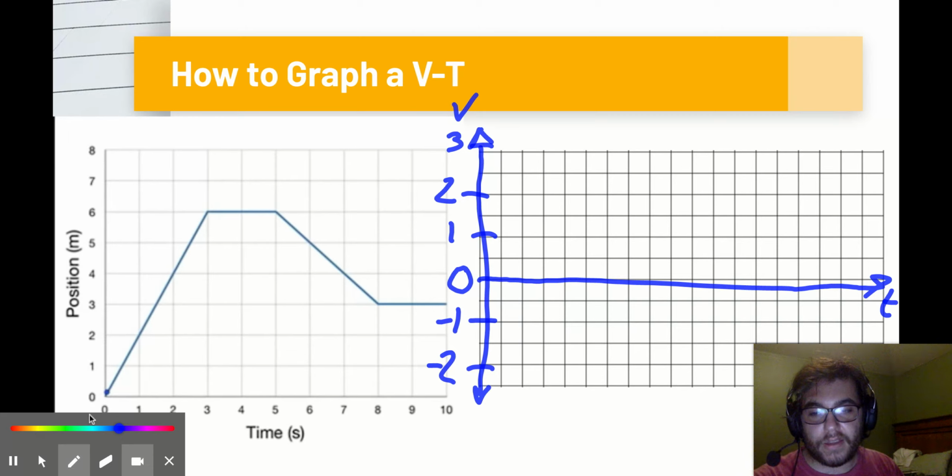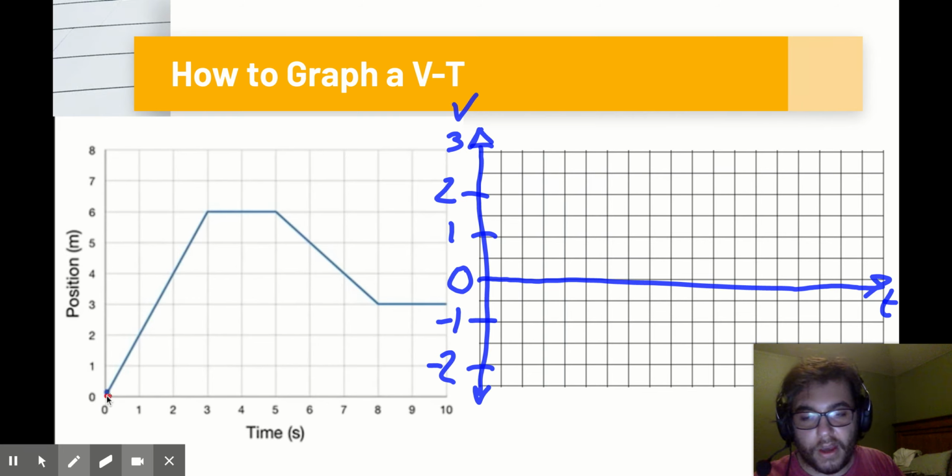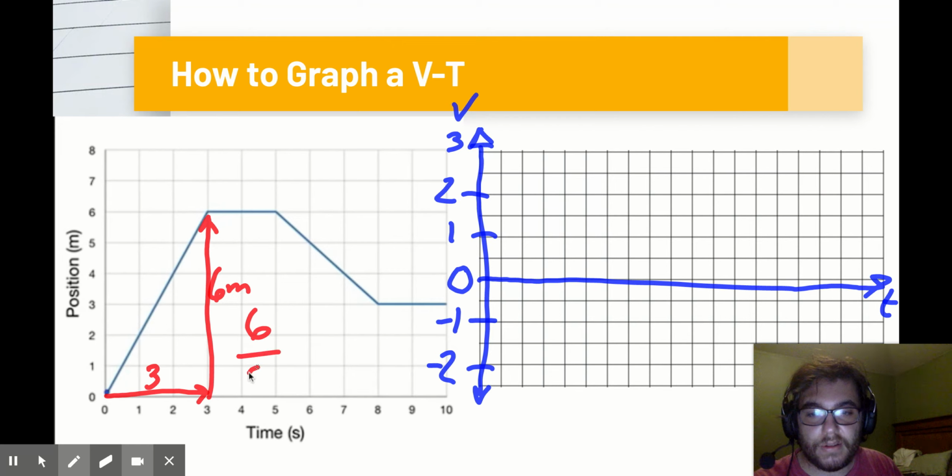Now we want to calculate the slopes of each of these sections. So simple enough, 3 seconds is our run, 6 meters is our rise. So 6 divided by 3 is simply 2 meters per second. For now, that's all we have to do for this part, right? So 1, 2, 3. So for 3 seconds, our velocity is 2 meters per second.